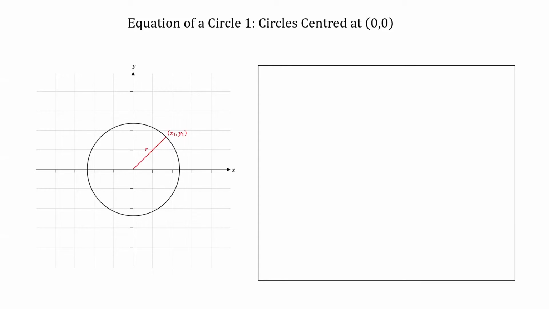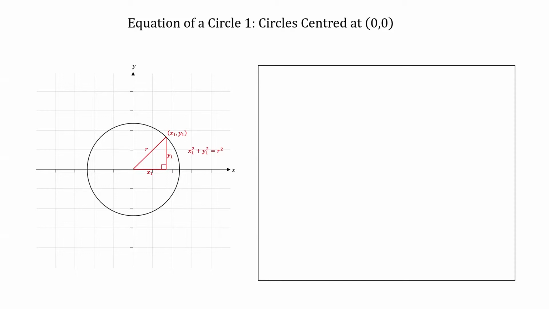Now, what else can we say about the line? Well, if we make this triangle here a right-angled triangle, then we know that this length here is x1. So the length of this side of this triangle is x1, as x1 is the coordinate of the point on the circle. And this length is y1. We can see this just by looking at the diagram. So if these lengths are x1 and y1, and the hypotenuse of this triangle is r, then we can use Pythagoras' theorem to tell us that x1 squared plus y1 squared equals r squared.